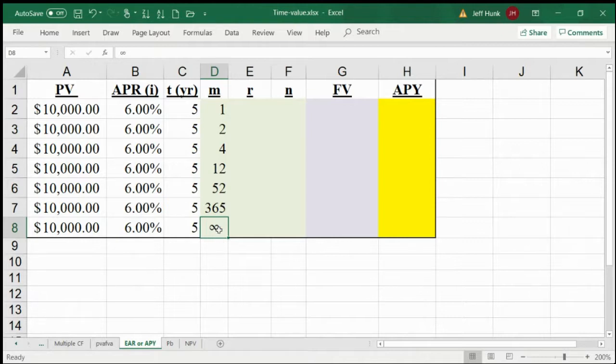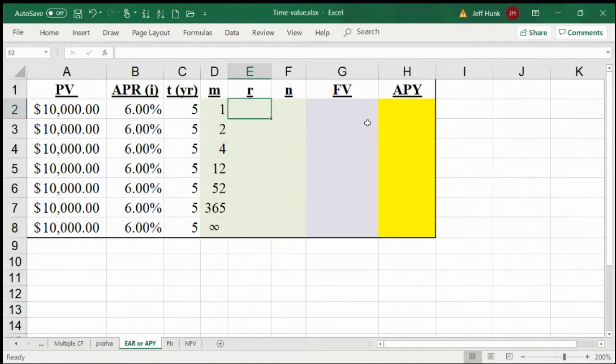Why? Because that means infinity, right? If the compounding frequency is infinite, then that would make it continuous, right? The continuous time. So let's see the difference.